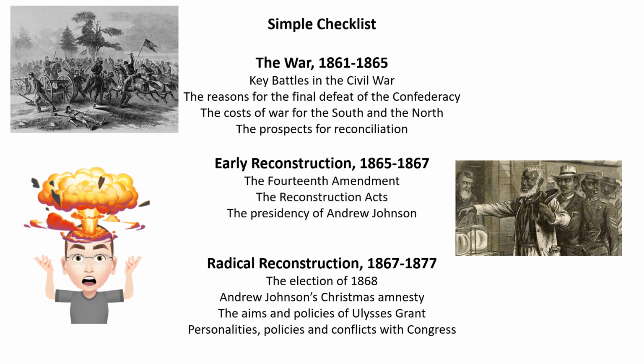Again, we've got this overlap of Andrew Johnson that runs down there, his Christmas Day amnesty in particular, but also the election of 1868. And then we have just got this little section on Grant, which I would make sure you know, which is his aims, his policies, and so on.